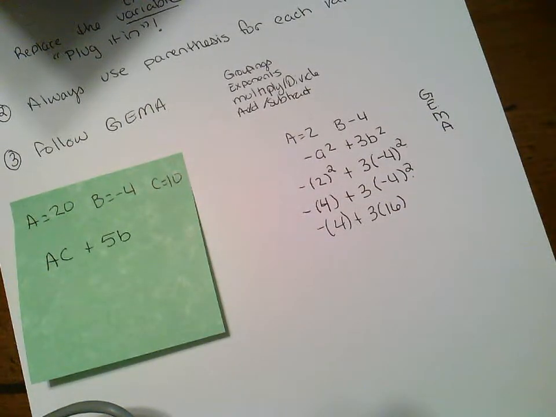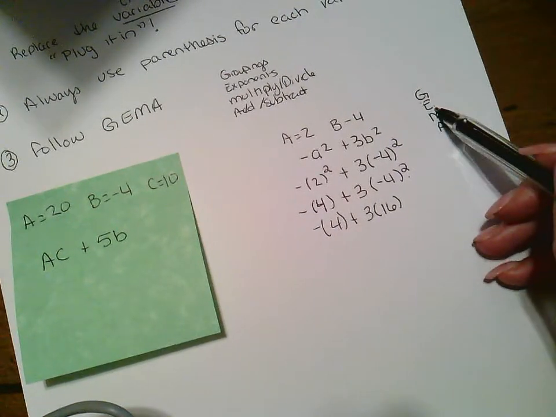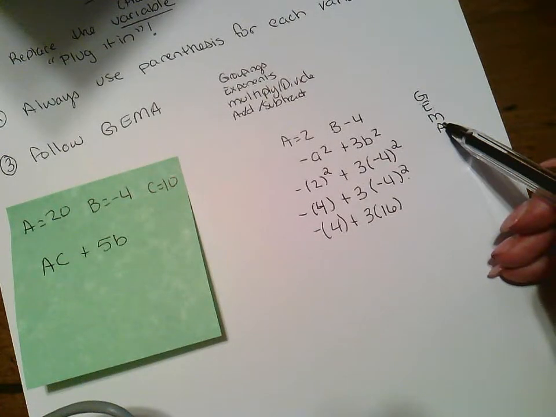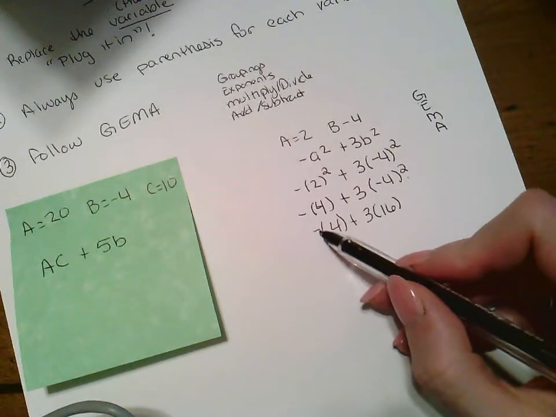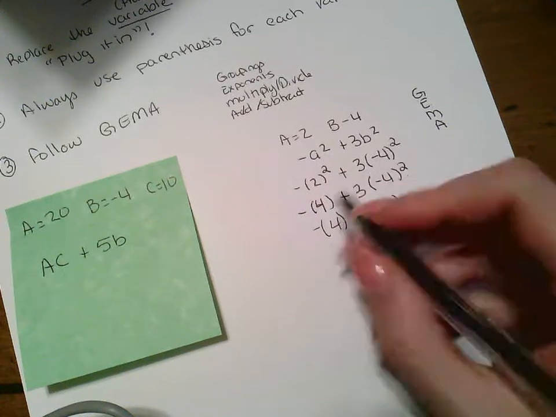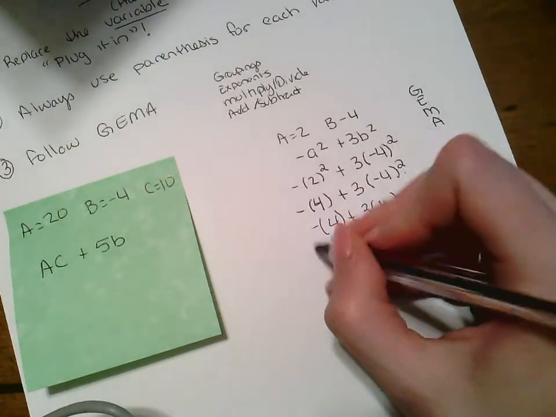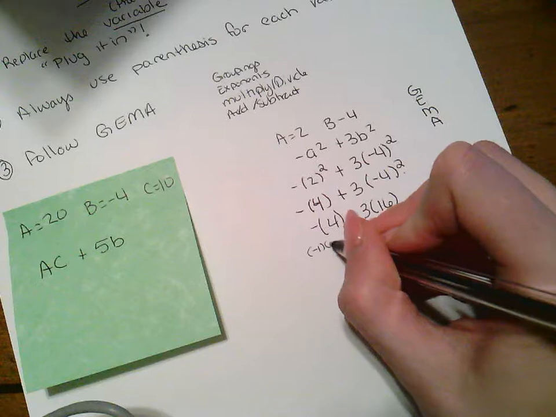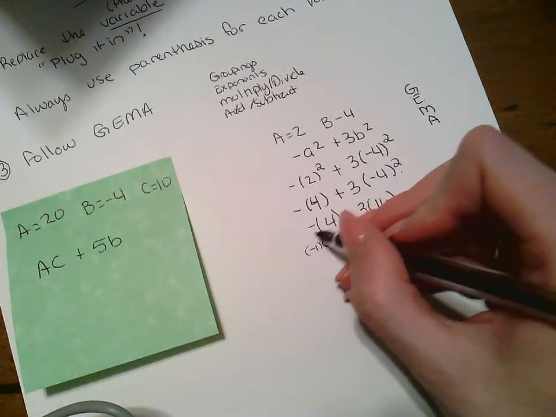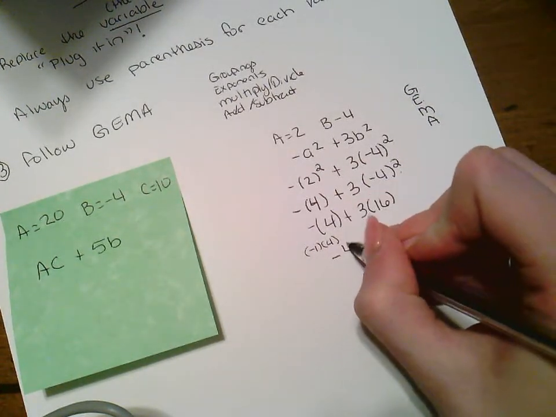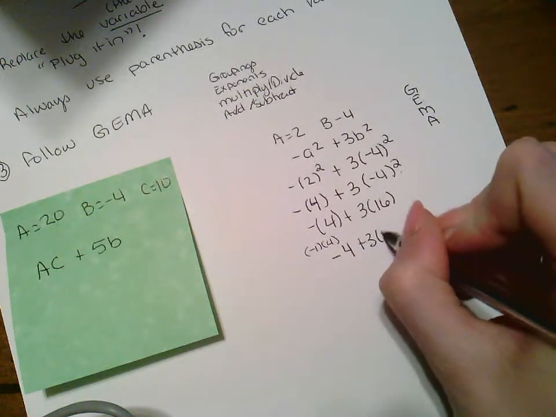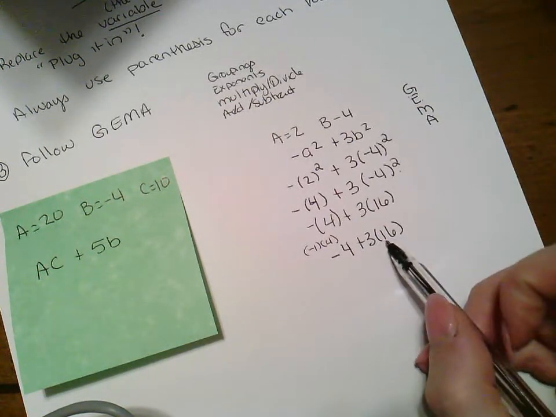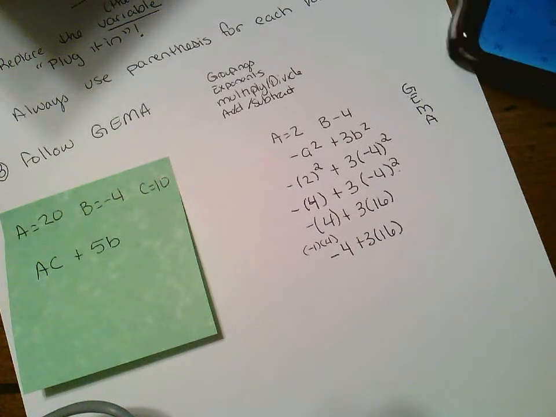So now that I have solved anything that's in my groupings, I have done my exponents, I'm moving on now to my multiplication or division. I look here and I see I have a negative times 4. When I have this negative times a 4, that's the same thing as saying negative 1 times 4. Okay? So I have negative 1 times 4, which is going to be negative 4, plus 3 times 16. Again, I still have one more multiplication piece I can do. So I can do 3 times 16, which is equal to 48.